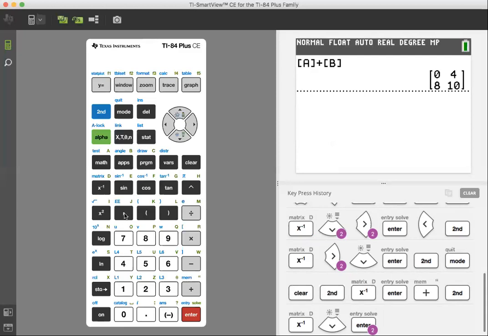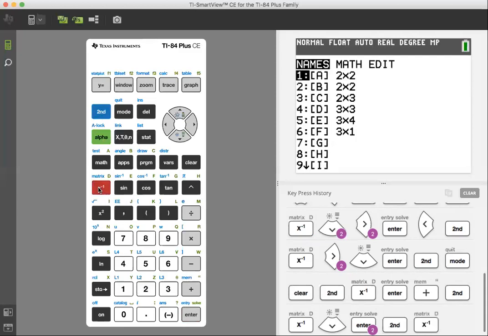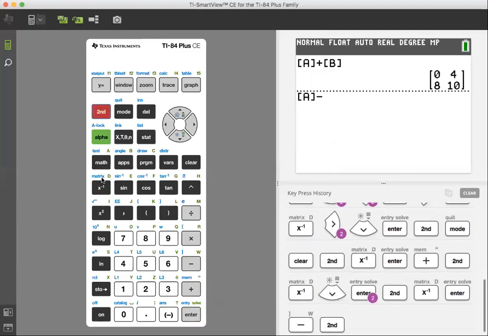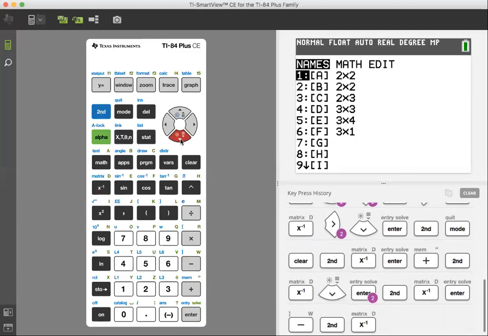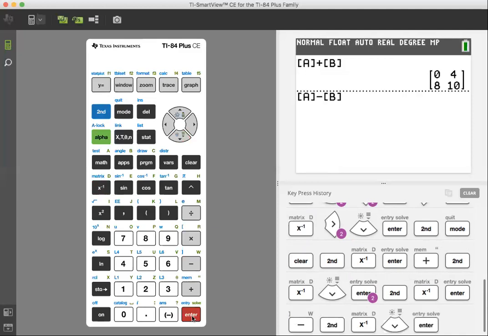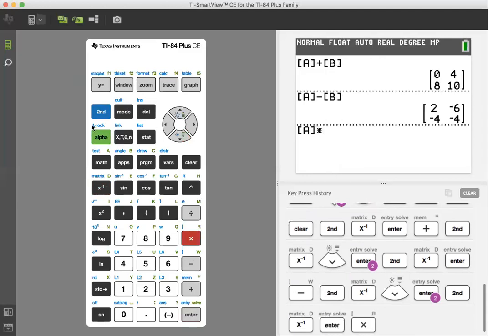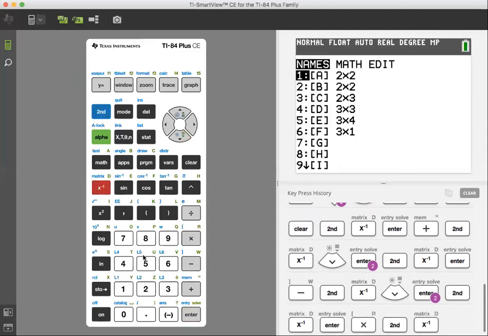Cool. Now we're gonna do A minus B, same thing. Second matrix, enter for A, minus second matrix, scroll down or press 2 for B, A minus B. We should get the same thing that we got, and we did. Cool. Now we're gonna do A times B.